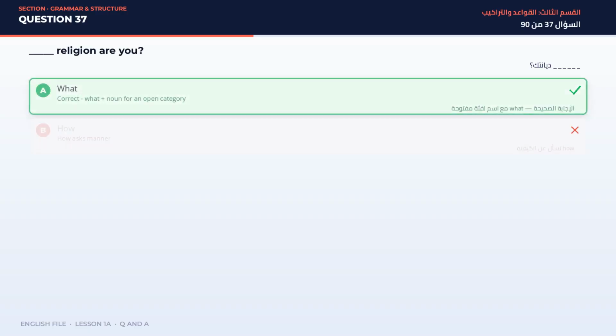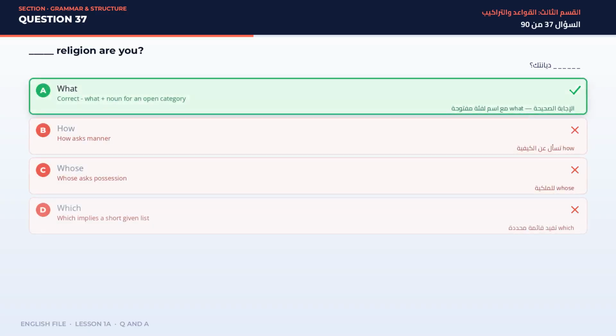The answer is A. What? What plus noun for an open category. Not B. How asks manner. C. Whose asks possession. D. Which implies a short given list.